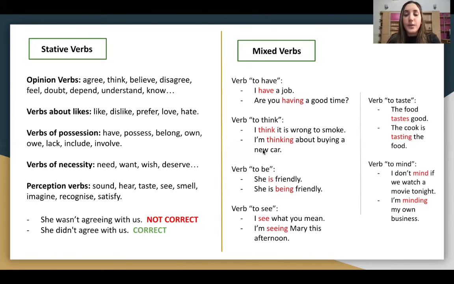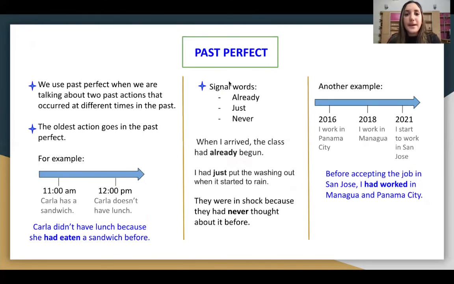Now that we know the difference between stative and mixed verbs, let's see what the past perfect is. We use past perfect when we are talking about two past actions that occurred at different times in the past. The oldest action goes in the past perfect.